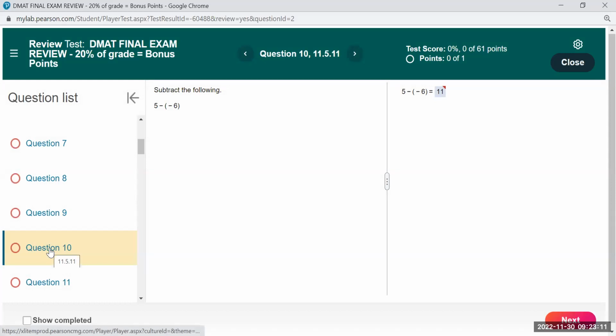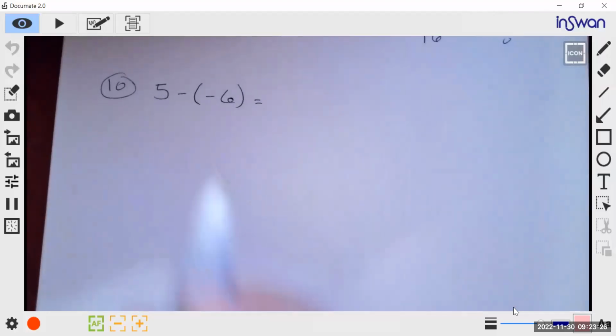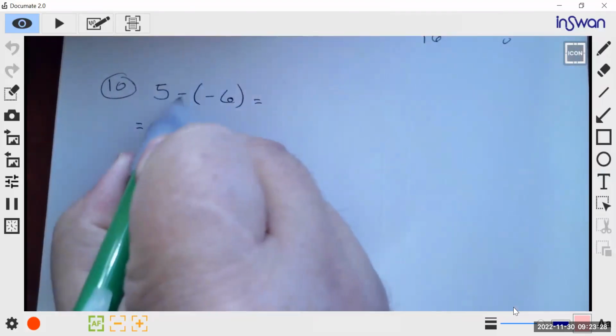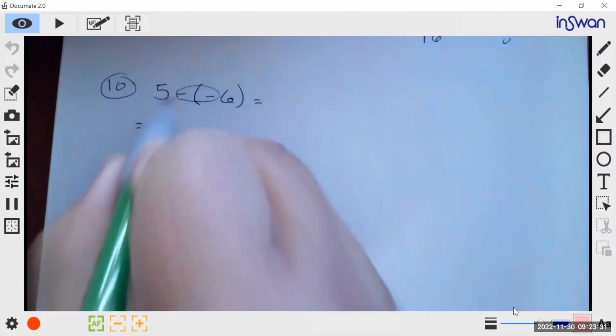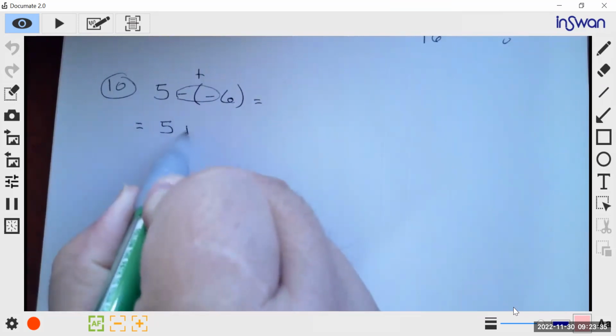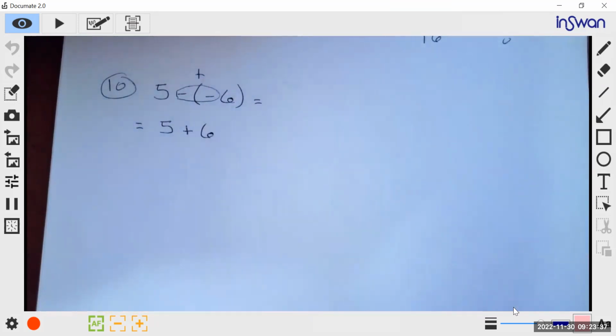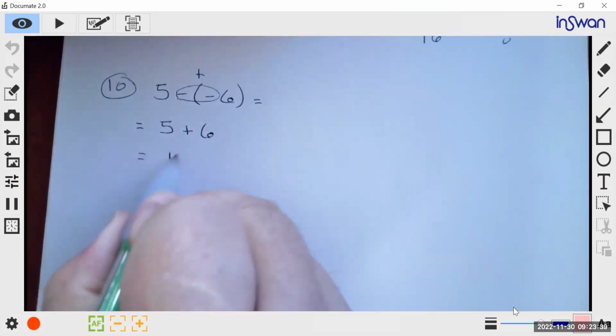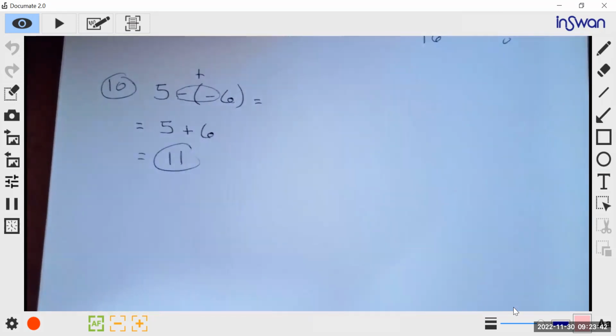Subtract the following. 5 minus -6. You can't have two negatives next to each other, so they become a positive. So we have 5 plus 6. 5 plus 6 is 11. There's your answer.